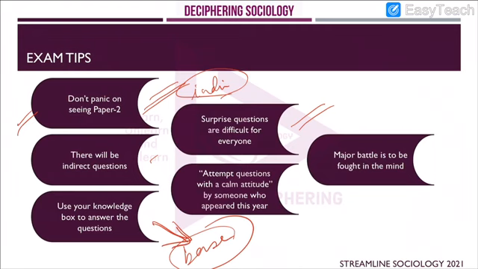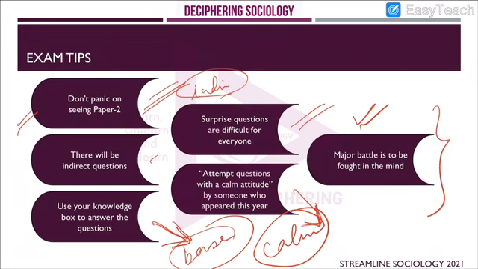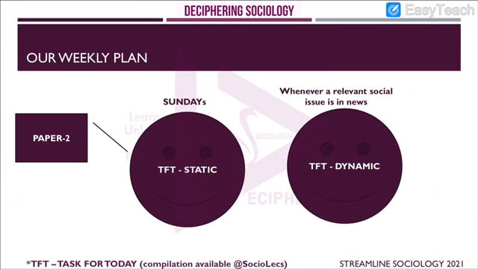There will be surprise questions, but you should understand that these questions will surprise everyone. And as mentioned by one of our students who appeared this year, you must attempt questions with a calm mind. That is the most important thing, because you never know, you might write answers more beautifully, more correctly when you are in a peaceful state. And that is why for paper 2, your major battle will be to calm your mind, to calm your nerves, and this battle has to be fought first before you start writing the paper.